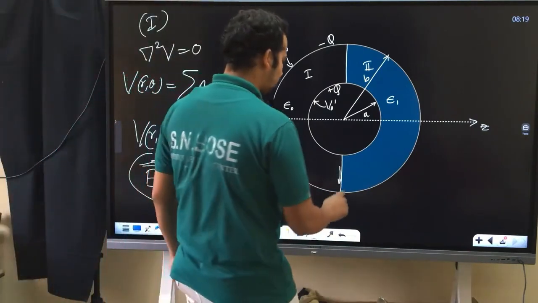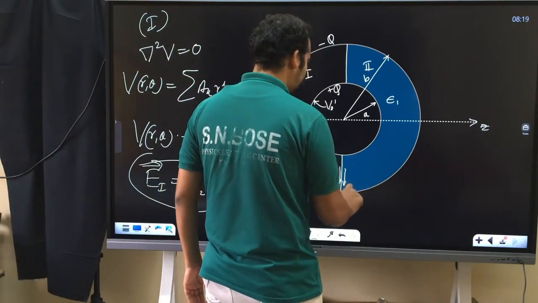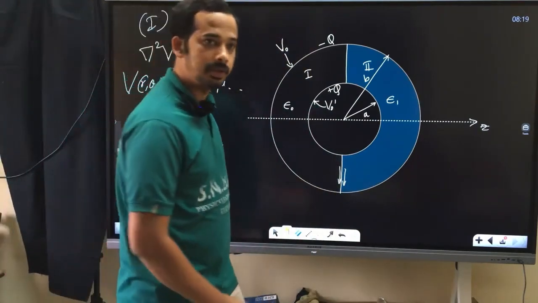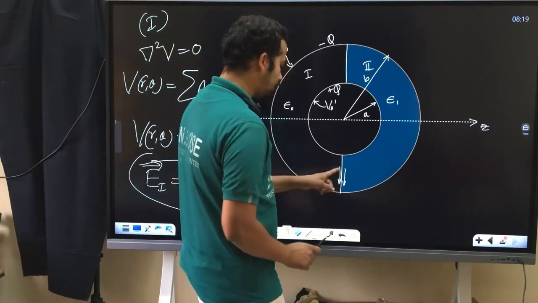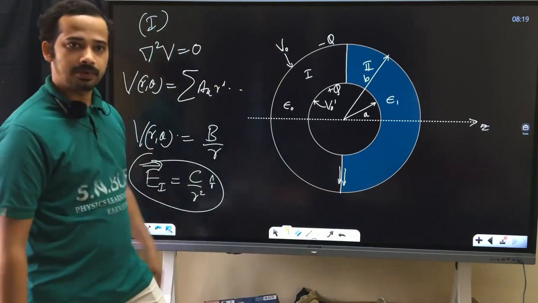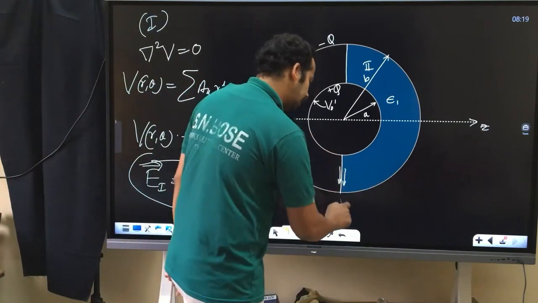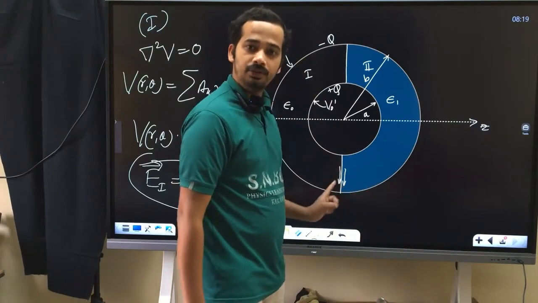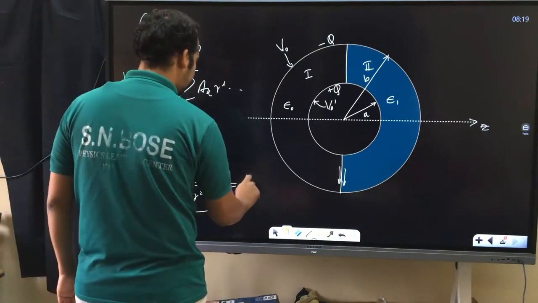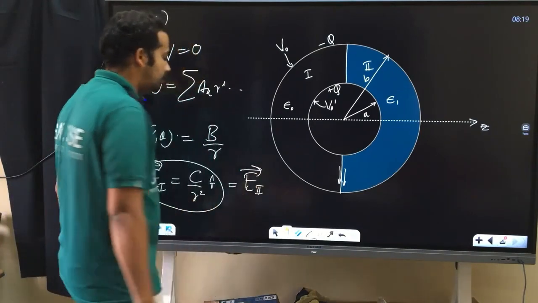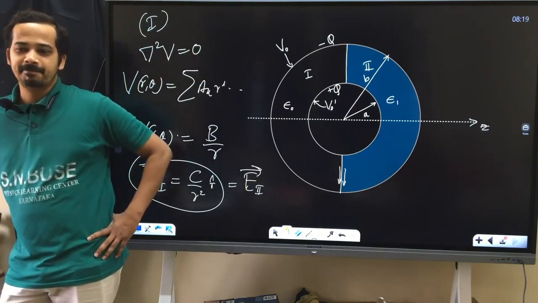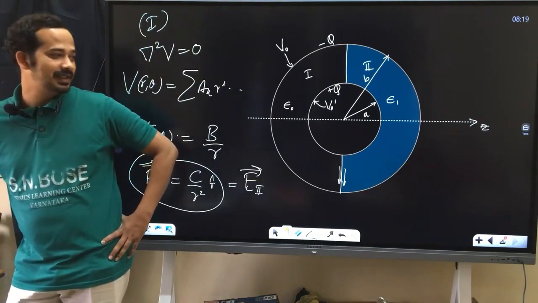So again we have one rule. What is that? The parallel component of the electric field should be continuous, am I right? The electric field in this region is in the r cap direction, and in this region again the electric field is in the r cap direction only. They should be continuous. And by that we can prove that the same electric field is true in region 2 also. This is quite hard to accept, isn't it? The electric field is the same in both regions.